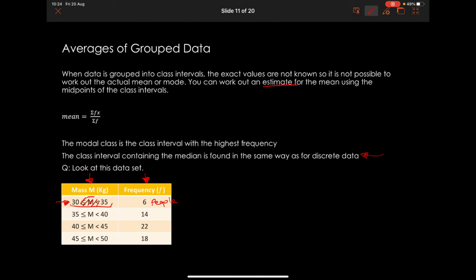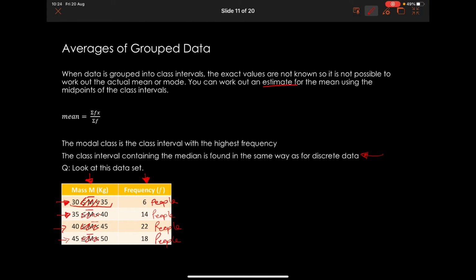These 14 people weighed between 35 and 40 kilograms. 22 people weighed between 40 and 45 kilograms. And 18 people or young people weighed between 45 and 50 kilograms. So that's all that means.